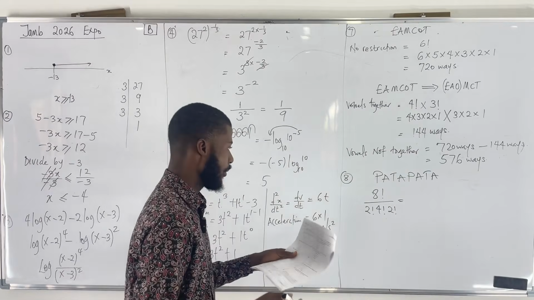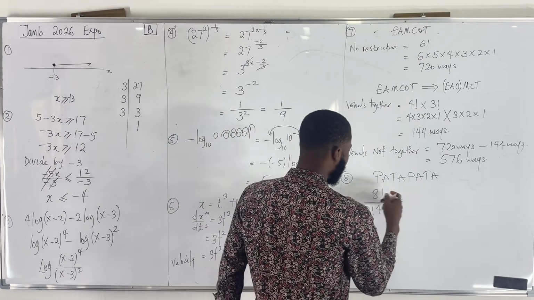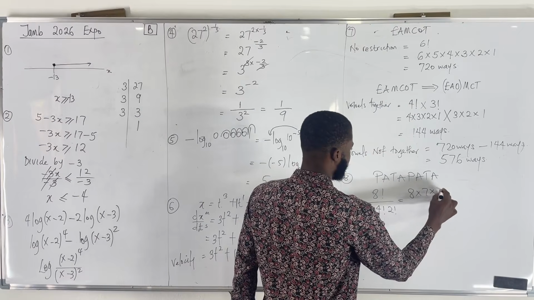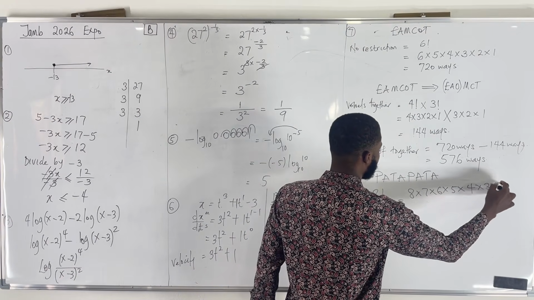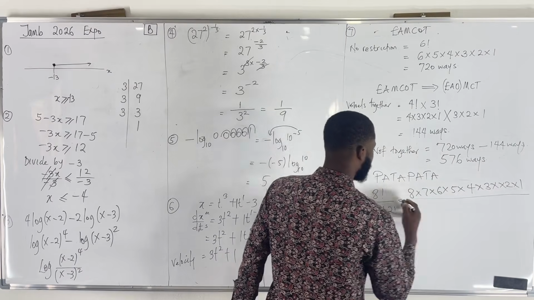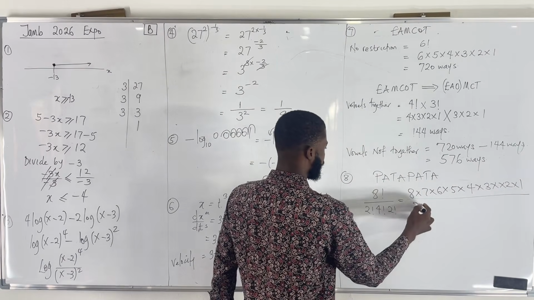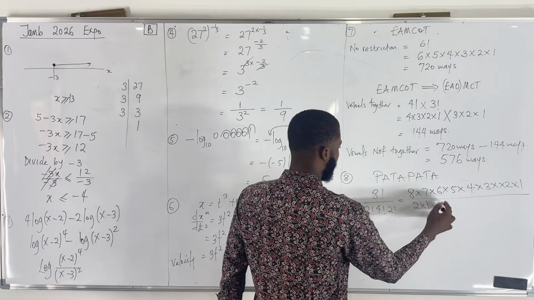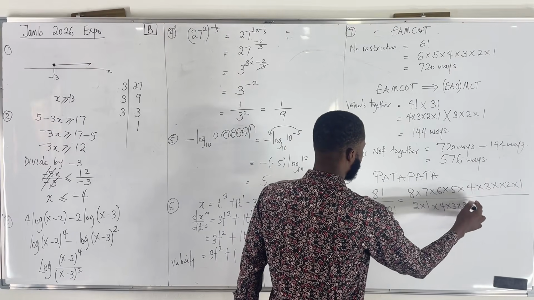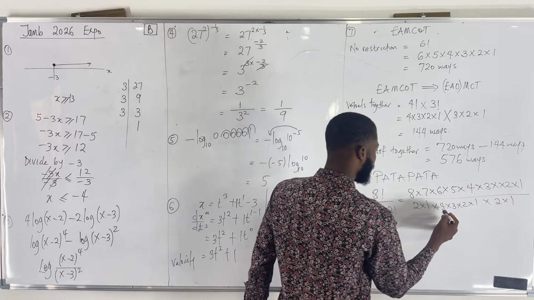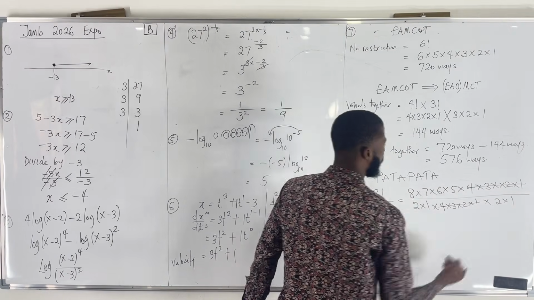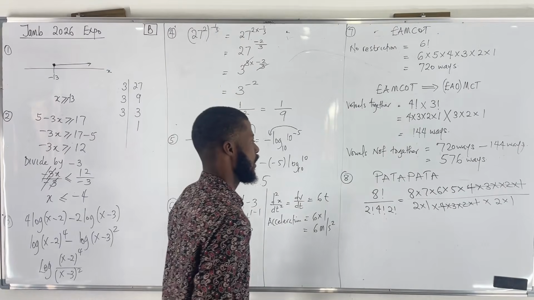Alright, so to expand this, 8 factorial is 8 times 7 times 6 times 5 times 4 times 3 times 2 times 1. Divided by 2 factorial, 2 times 1. 4 factorial, 4 times 3 times 2 times 1. Then 2 factorial again, 2 times 1. Now everything here is the same thing here, so they will just cancel out.